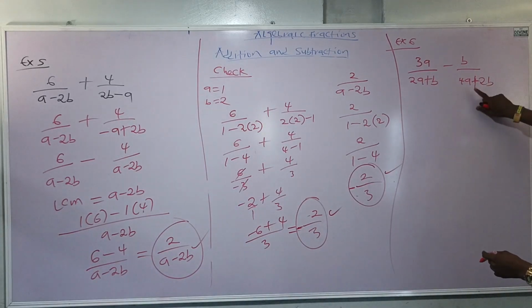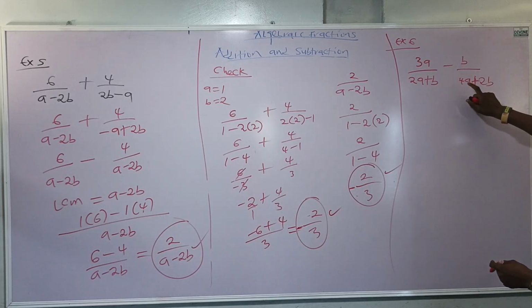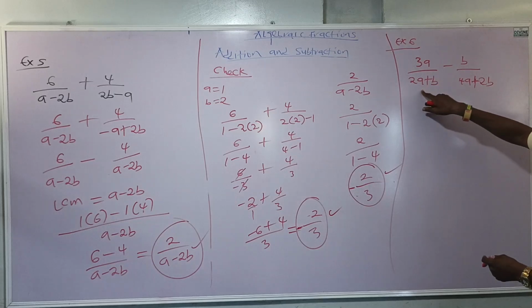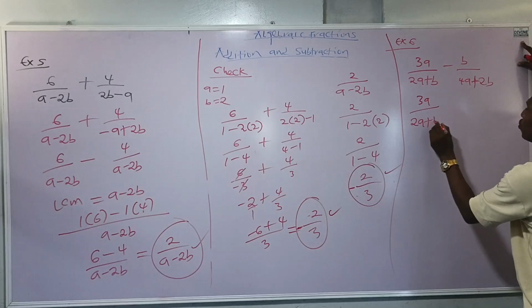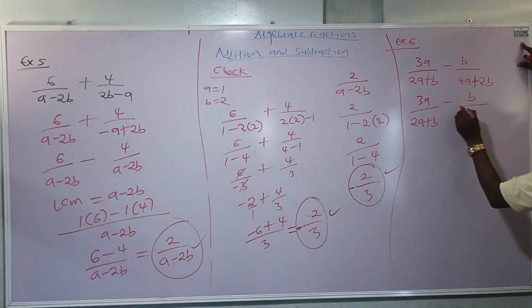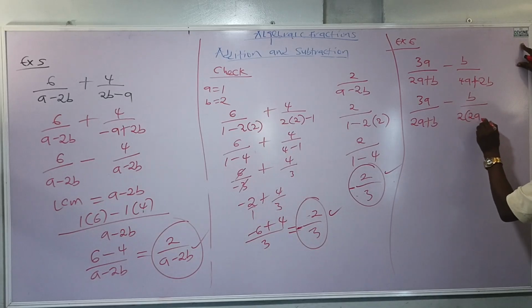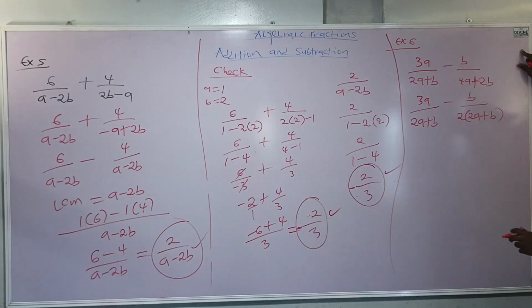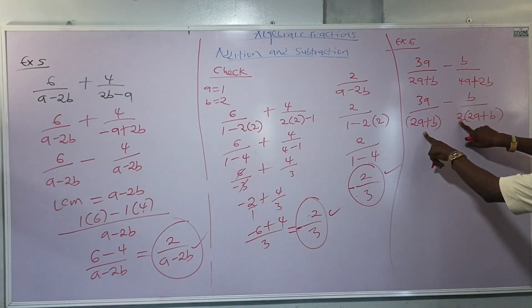Now, if I have this, the first thing I have to notice is that there's something common between 2 and 4. Nothing is common here. So I'll simply have 3a all over 2a plus b, minus b all over, 2 is common, so I have 2 bracket. 4a divided by 2 will give me 2a, 2b divided by 2 will give me b.